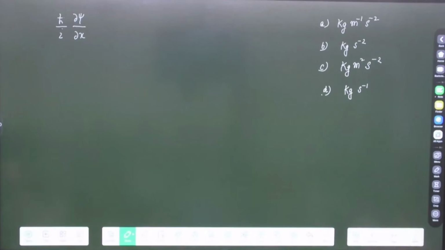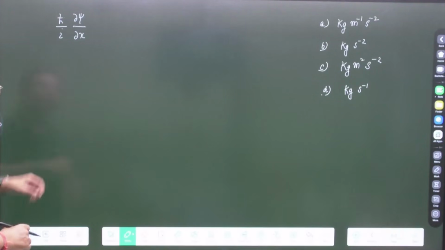किलोग्राम पर सेकेंड. ठीक है, बताइए बेटा. बोलिए. It will be the answer.